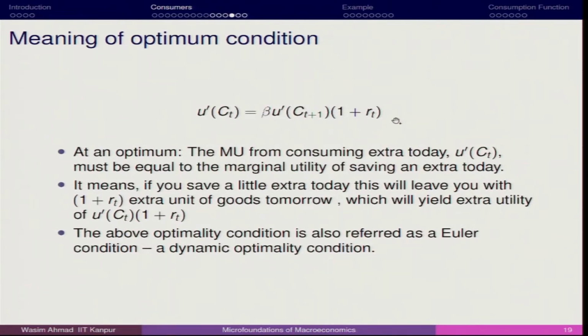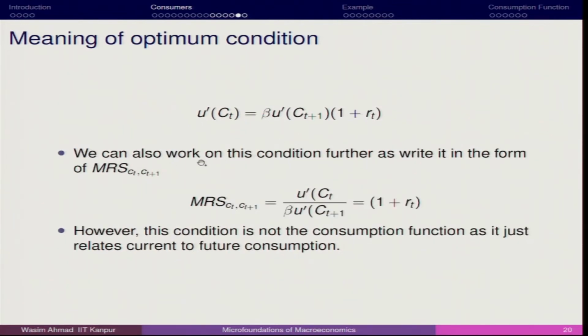This equality can be interpreted in a different way also. Finally, the marginal utility from consuming an extra unit today must be equal to the marginal utility of saving that extra unit today, which means that if you are saving, you are going to get this much in the future. If I work this out further and derive the marginal rate of substitution, which is the ratio of marginal utility of current to future consumption, how does it look?